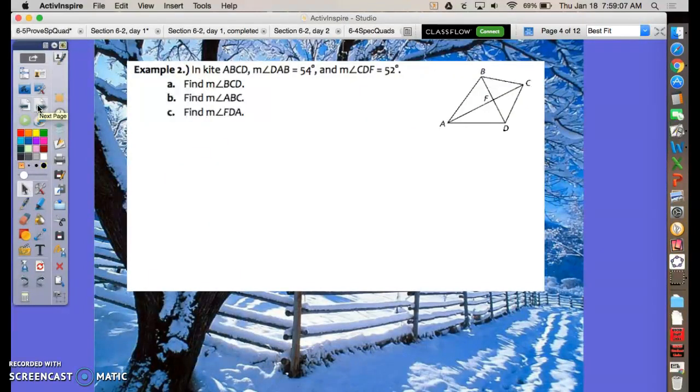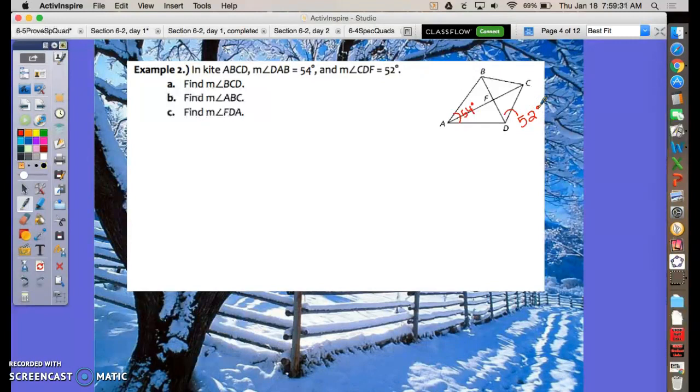All right, moving on to example 2. I'm given that this is a kite. In kite ABCD, I'm given that the measure of angle DAB, so let's mark it on the picture, DAB, this whole angle is 54 degrees. I'm also given that CDF, this part, is 52 degrees.